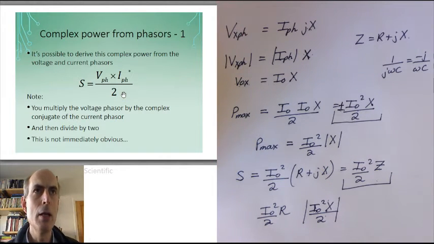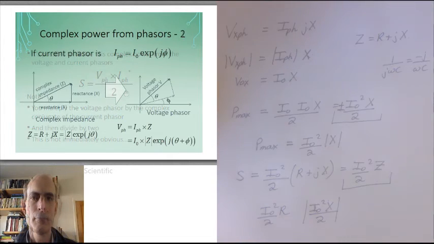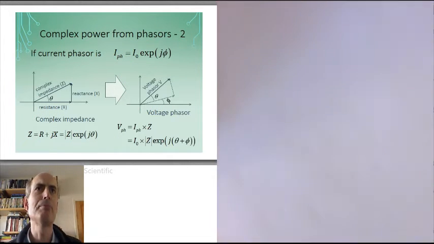And the way you do that is you take the voltage phasor, the phasor representing the voltage across your component, multiply that by the complex conjugate of the phasor representing the current through the component, and divide that product by 2. Why take the complex conjugate? Well, that's not immediately obvious, but it is essential to do. I'll try and explain why.